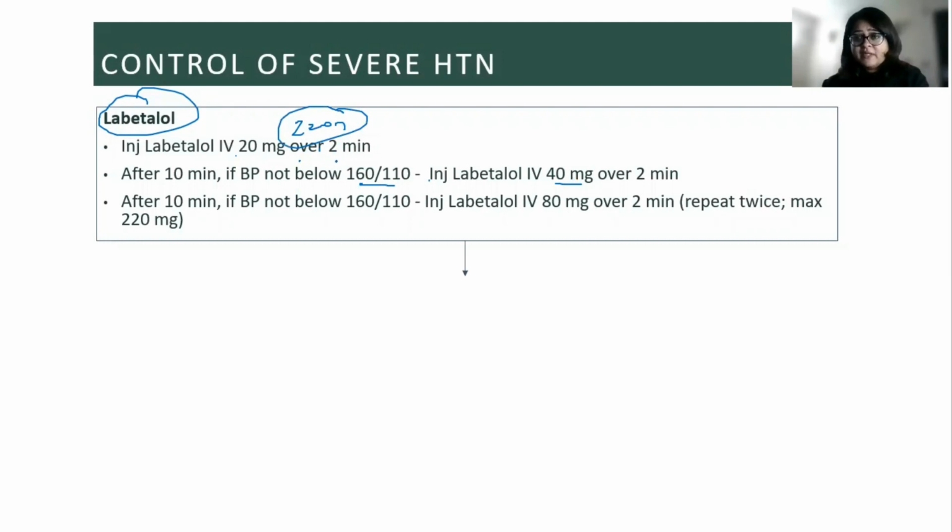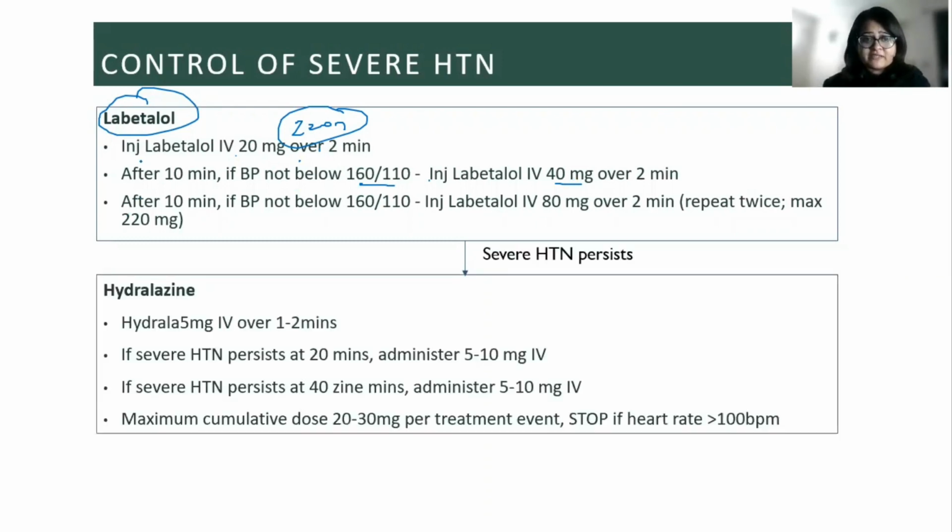Okay, some guidelines like ACOG say after 20, 40 and 80, if there's still no reduction in the blood pressure, shift to IV hydralazine. Now, IV hydralazine is not commonly available in most places. But if you do have it, this is the next best step: labetalol, then hydralazine. How much do you give? You give 5 milligram IV over 1 to 2 minutes, then check at 20 minutes. Then administer 5 to 10 milligram again. If again after 40 minutes it persists, administer 5 to 10 milligram again. Maximum cumulative dose of 20 to 30 milligram is given.